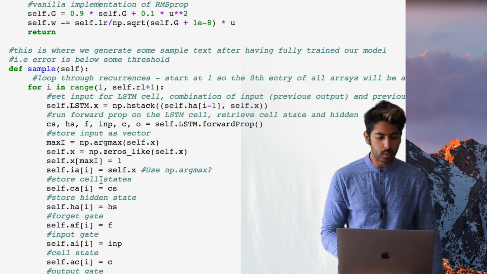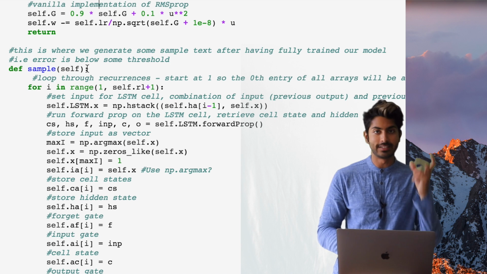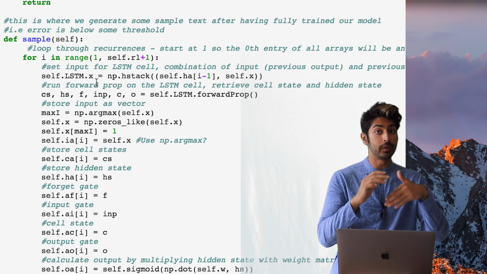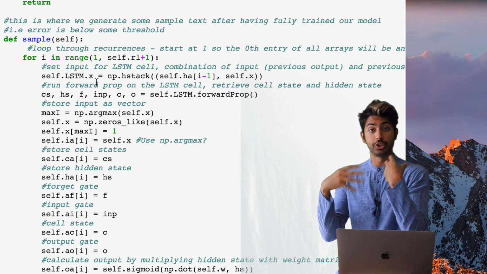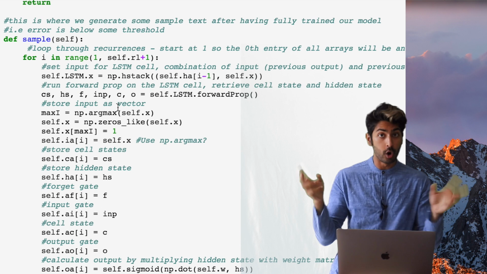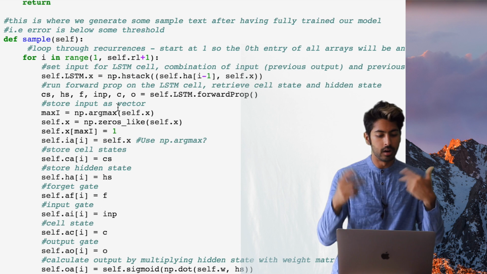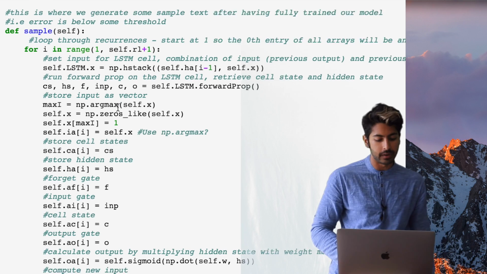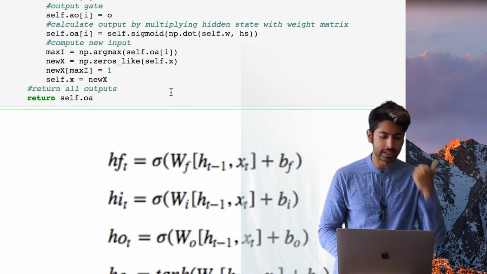Now this sample function is the same thing as a forward propagation function. It's what we're going to use once we've trained our model to predict, or to generate new words. So it's the same thing, right? We have our input, and for a number of words that we define, we'll say generate words or predict words for as many iterations as we define. So it's the same thing, so we can just skip that.